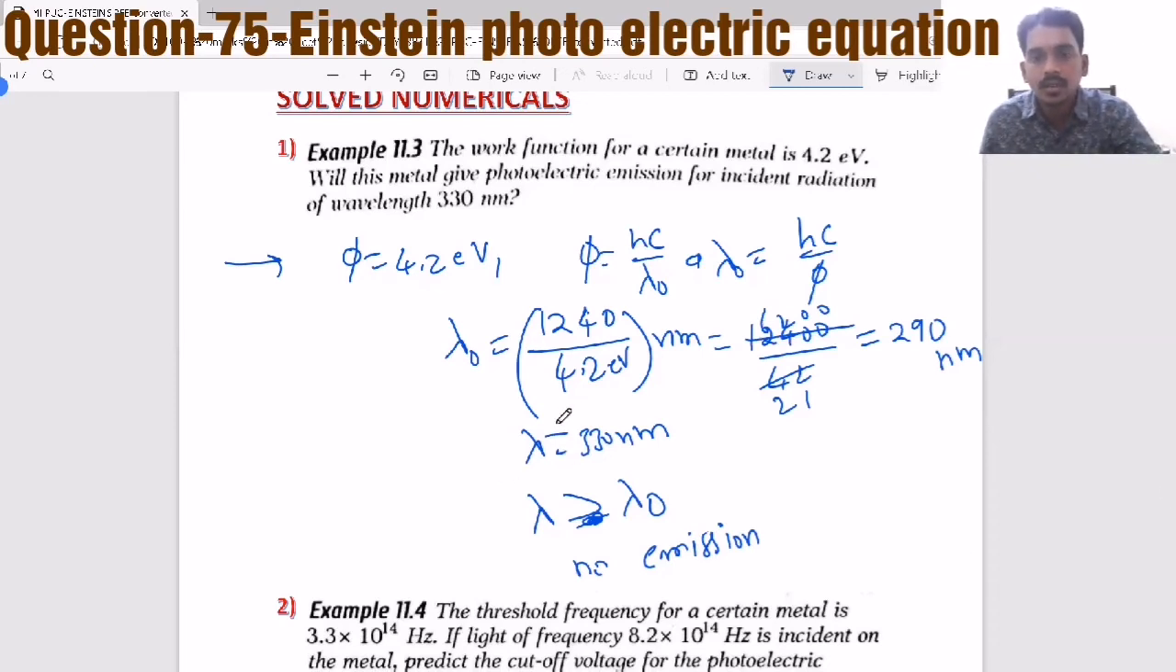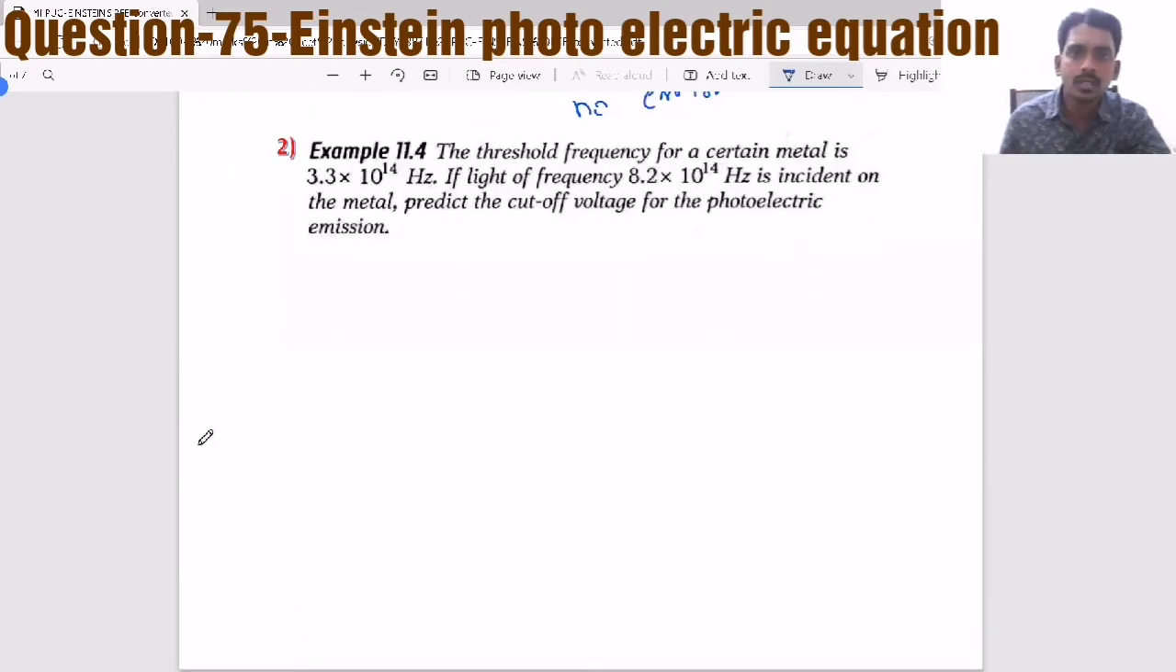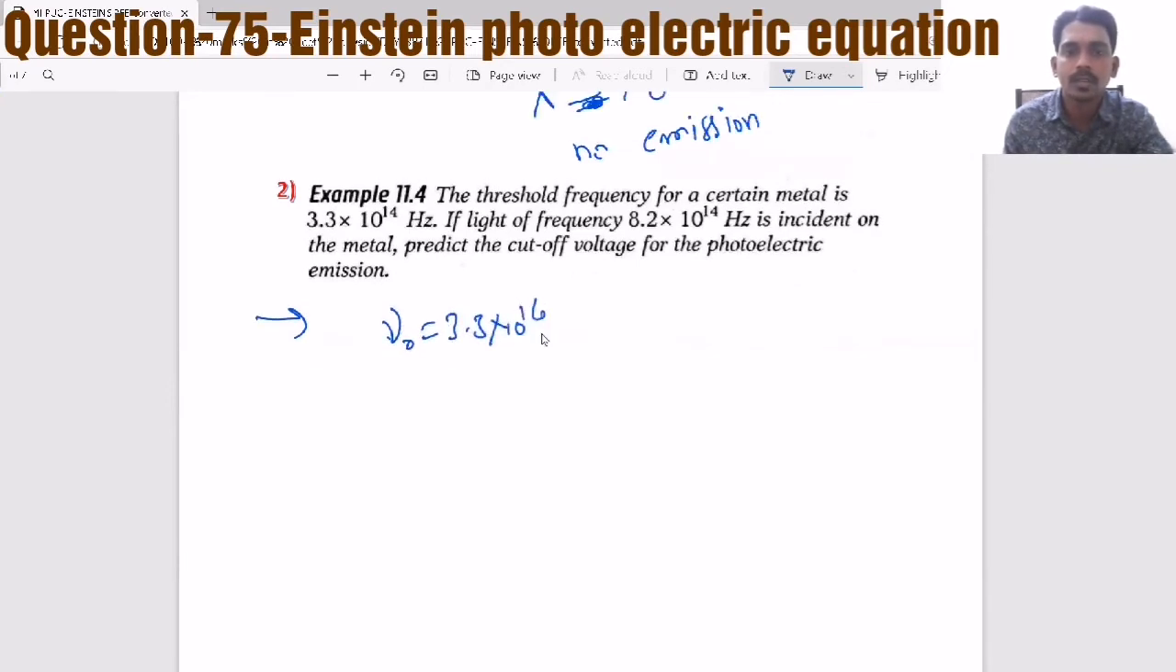So like that, when you understand the question, you can calculate and solve it using the equations we have discussed. Now, the threshold frequency for a certain metal is 3.3 into 10 power 14 hertz. If light of frequency 8.2 into 10 power 14 hertz is incident on the metal, predict the cutoff voltage for the photoelectric emission. So the threshold frequency nu naught given is 3.3 into 10 power 14 and the light frequency is 8.2 into 10 power 14.